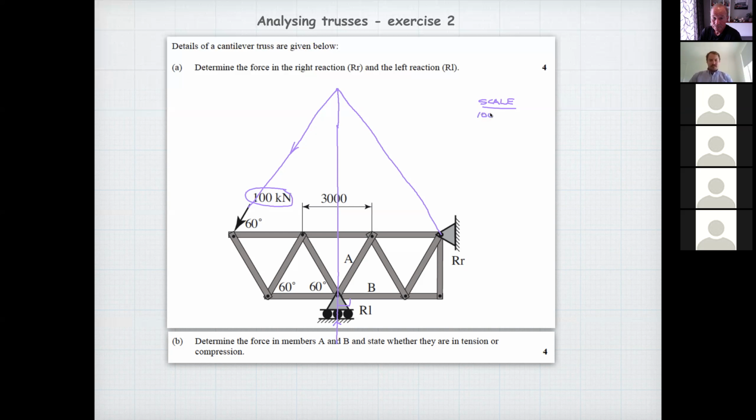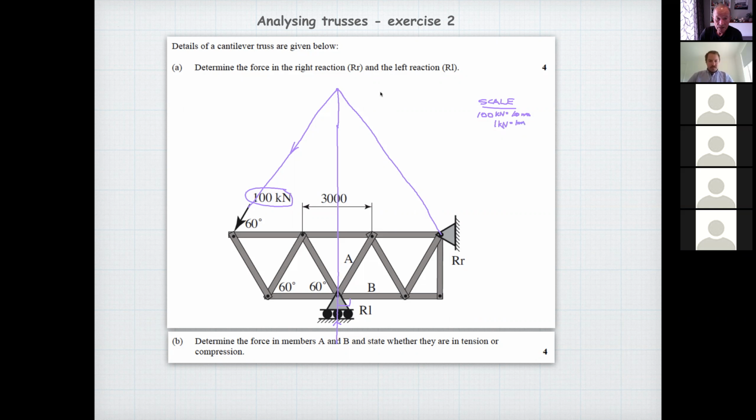And so I'm just going to say 100 kilonewtons equals 100 millimeters. And so I always get my students to break it down so you don't have to think, you don't have to divide anything. 1 kilonewton equals 1 millimeter. Okay, so there's the scale.